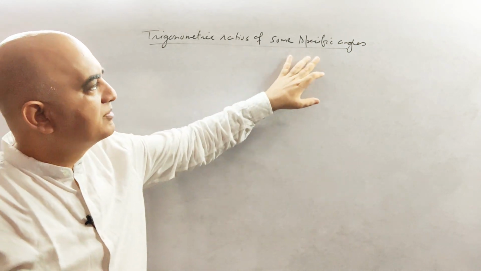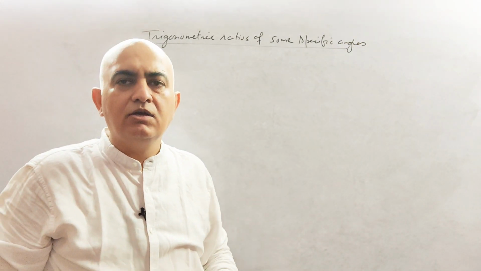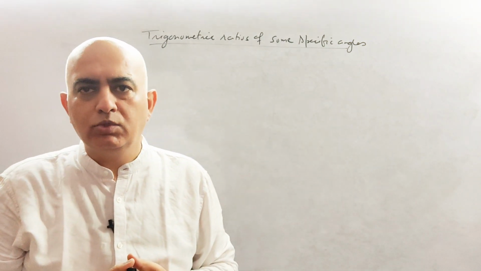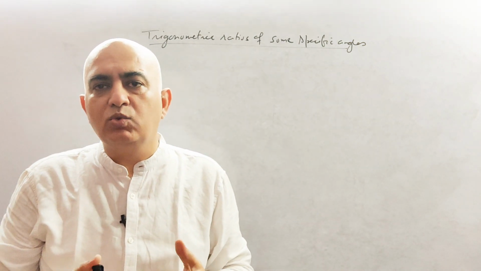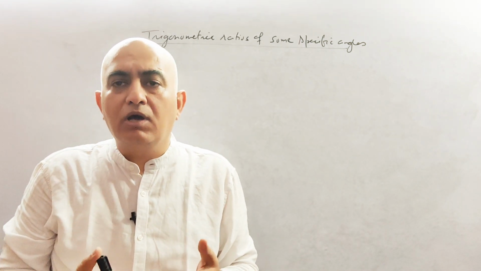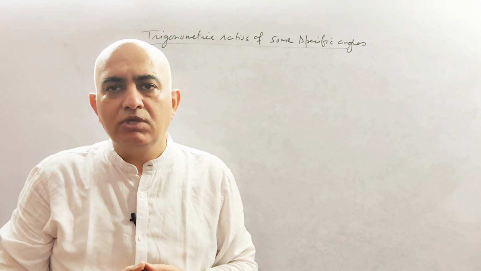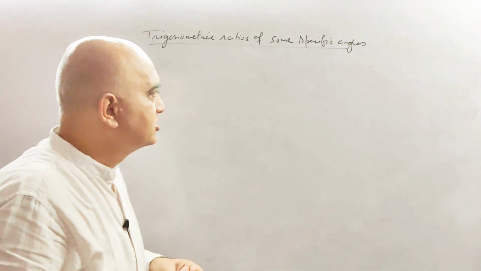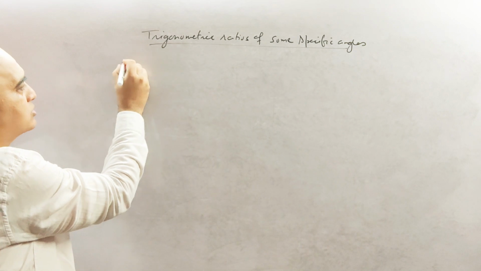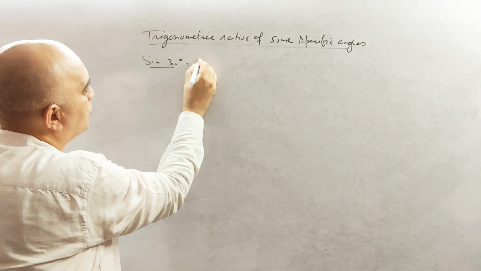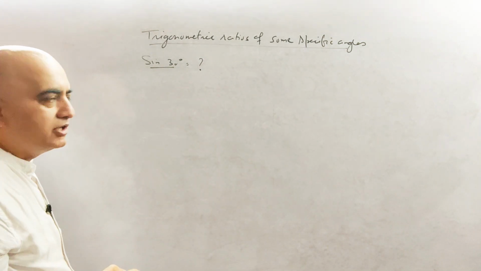Trigonometric ratios of some specific angles: we know the value of sin 45 is 1 upon root 2, the value of sin 60 is root 3 upon 2, and cos of 30 is root 3 upon 2. But how can we obtain these values? We have to understand this concept using this lecture. And here, suppose we need the value of sine of 30 degree. How can we find out the sine of 30 degree?